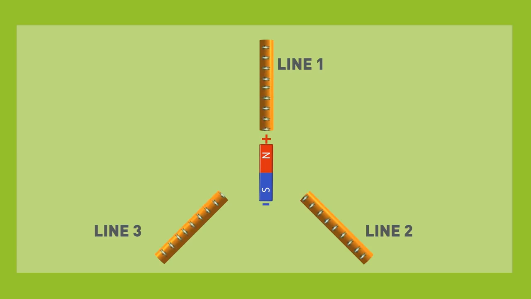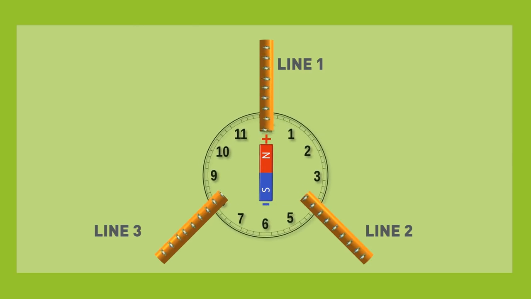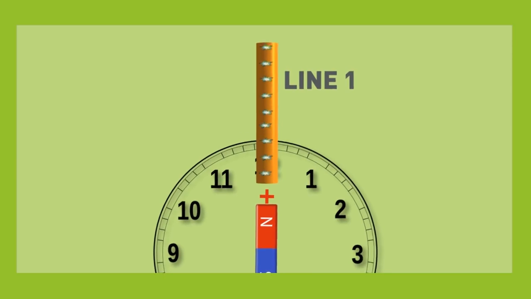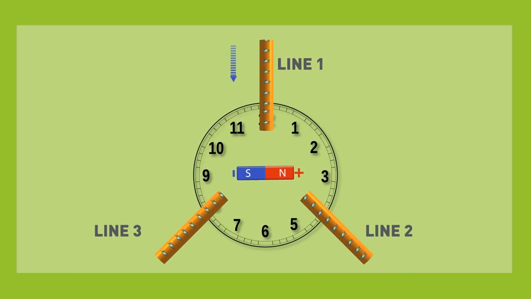To help explain the concept easier, let's use a clock face and say that line 1 is at the 12 o'clock position. The electrons in line 1 are going to be flowing towards the north pole of the magnet. What happens when the magnet now swings 90 degrees?